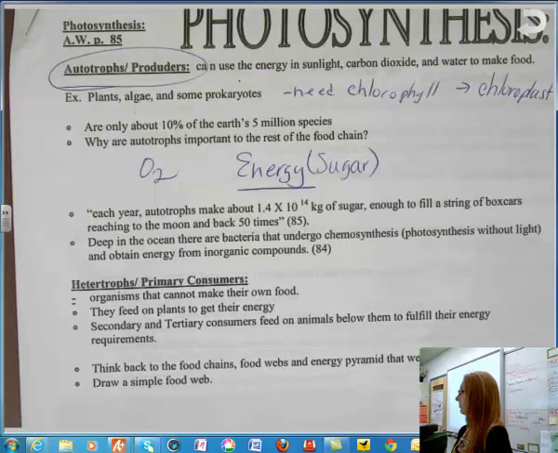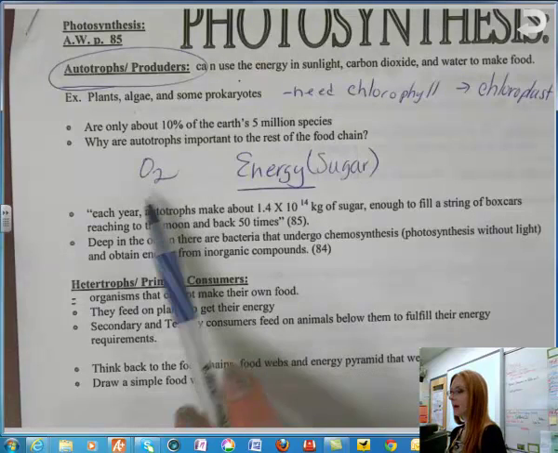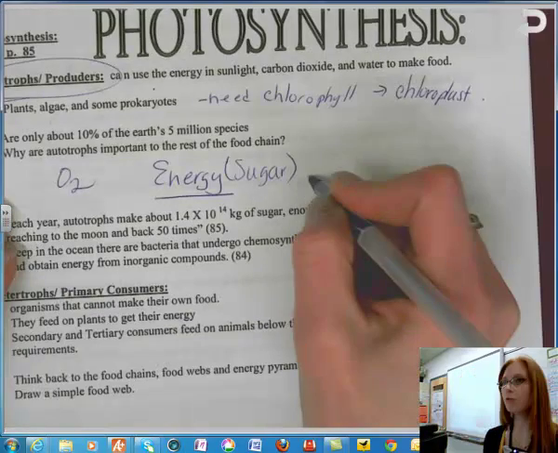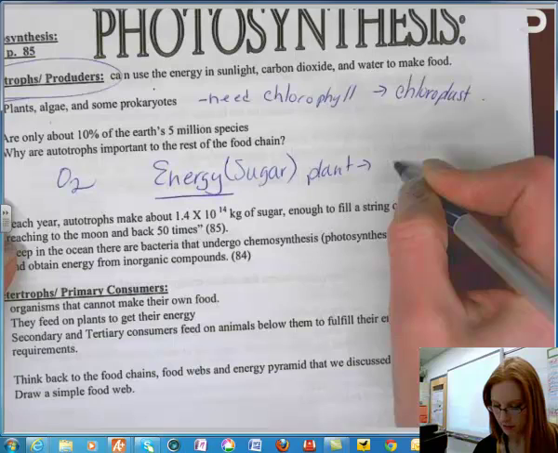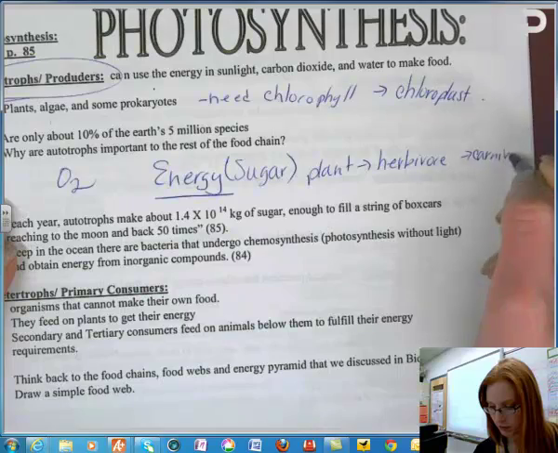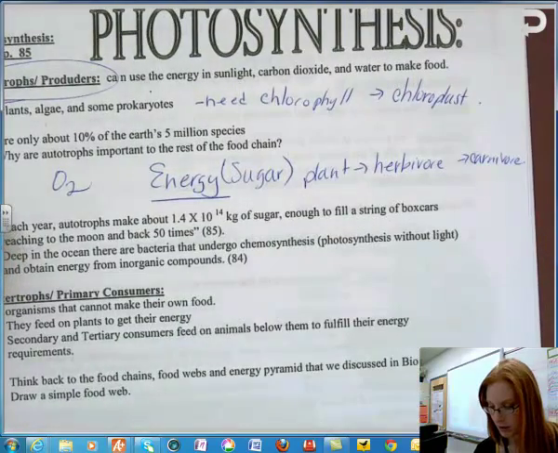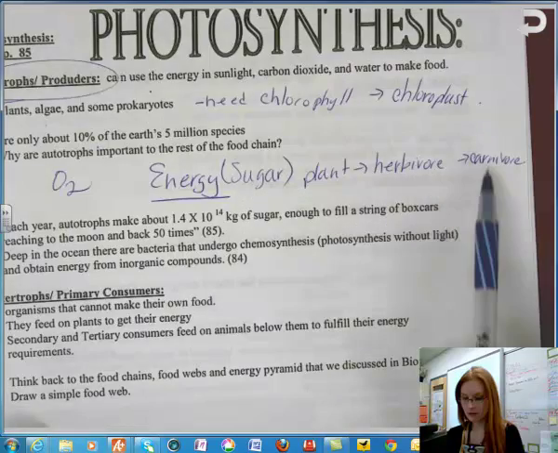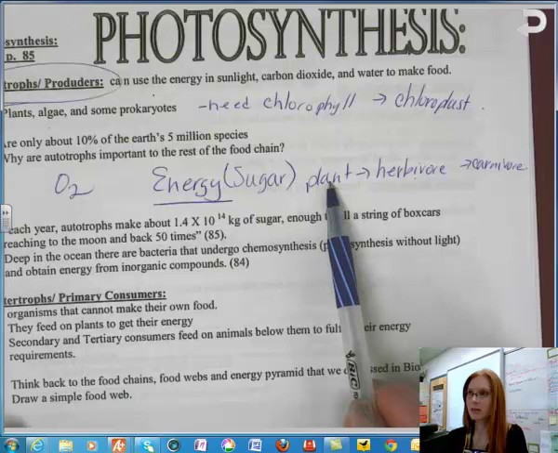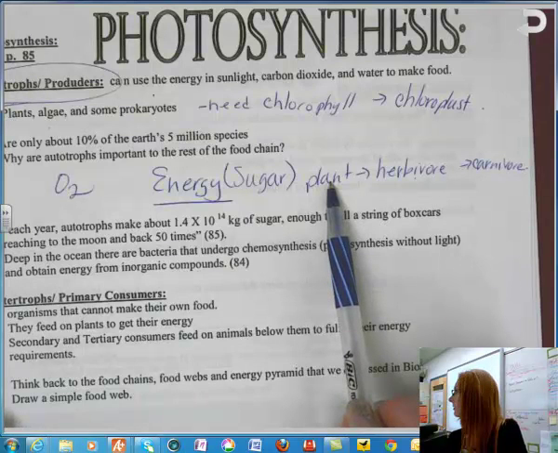Okay? Why is it still important to the food chain? Other than it keeps us alive with the oxygen. But in a food chain, right, so in a food chain, we start with a plant, then we have a herbivore, then we have a carnivore. And when we go through that, the reason the carnivore eats the herbivore is for the energy. And the herbivore ate the plant to get the energy. Where did the plant get its energy? From the sun.